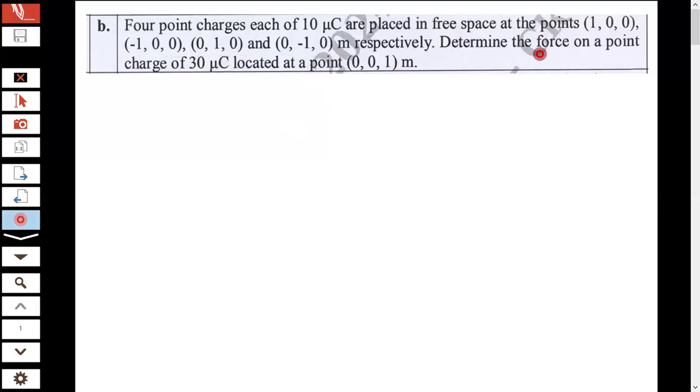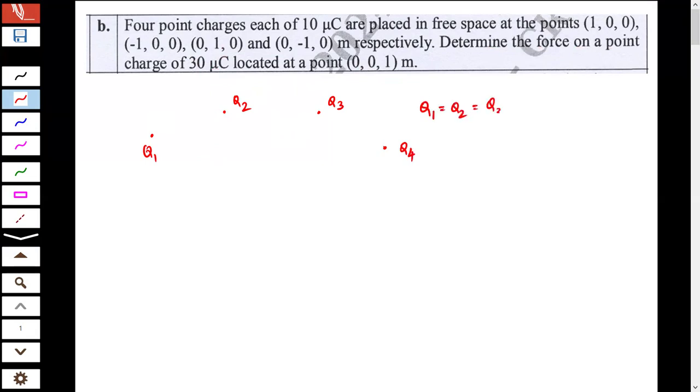You are asked to find the force on another charge of 30 microcoulomb located at the point 0, 0, 1 coordinates. Let me start solving this problem one by one. So I will start by considering 4 charges Q1, Q2, Q3, Q4, where all of Q1, Q2, Q3 and Q4 have the same magnitude, 10 microcoulomb. Their positions I will start marking.